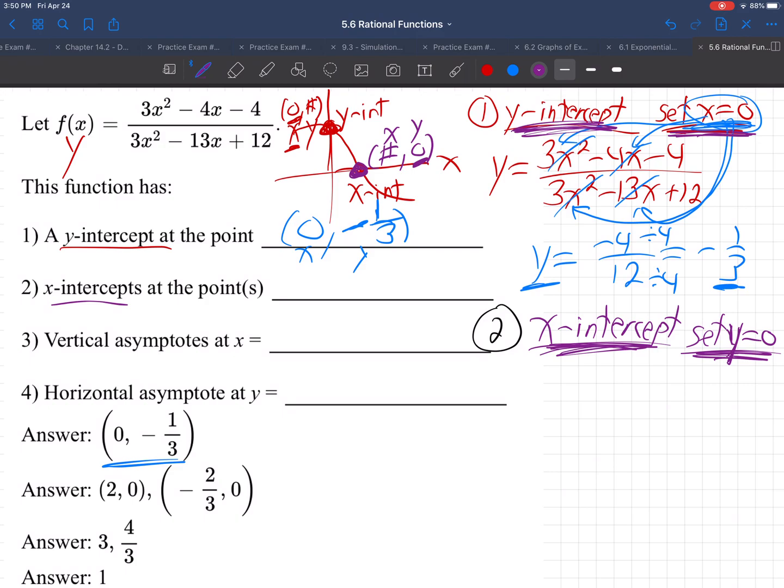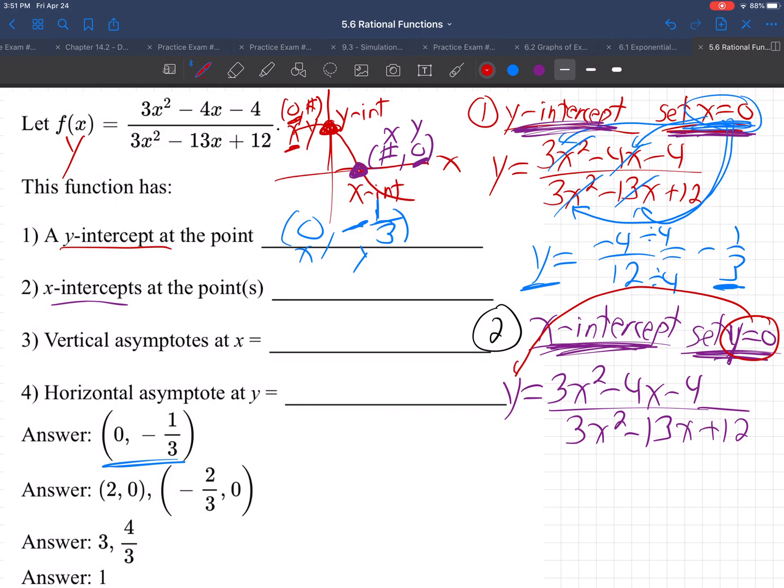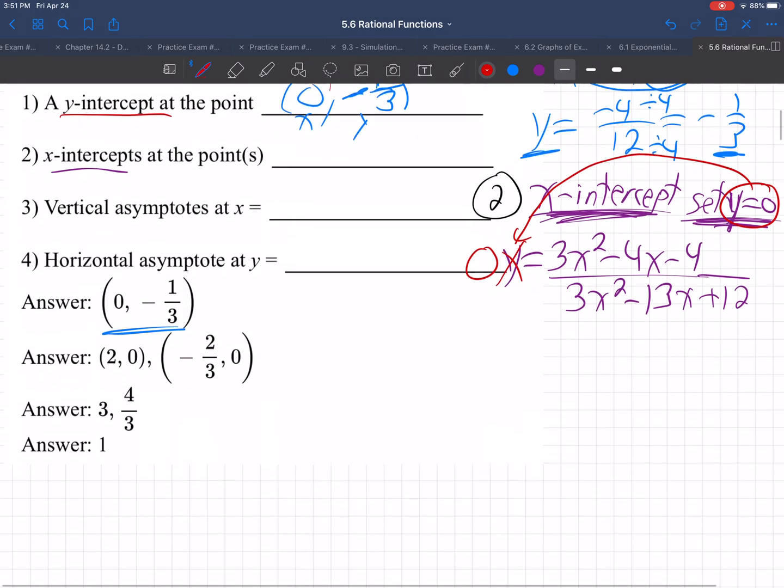Okay, so I take the same equation again, y equals 3x squared minus 4x minus 4 all over 3x squared minus 13x plus 12. Oops, forgot the x there. I'm going to plug in 0. I'm going to take the y equals 0 and pop it in right there. So this becomes 0, in the place of y. So there's the equation I'm trying to solve. I have a fraction equal to 0.